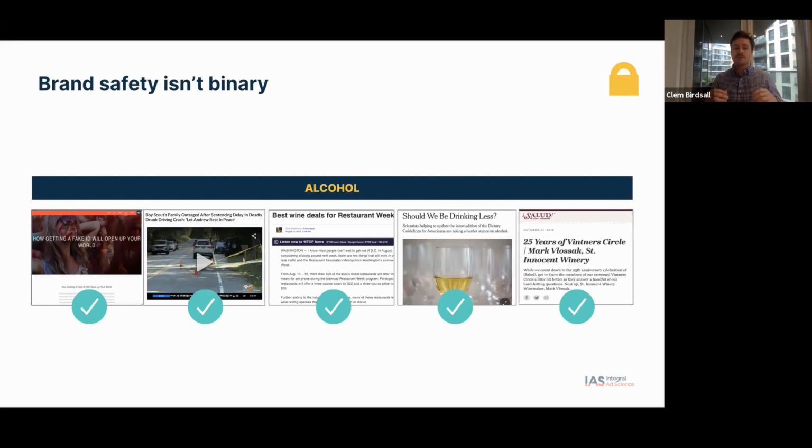And if we were to look at brand safety in that same binary way, either pass or fail, all of these articles mention alcohol, but they're not all safe. So this would be looking at them in a binary way, saying, okay, alcohol is mentioned, they're all unsafe. But we know that there's a big difference between getting a fake ID and understanding the health benefits of drinking less alcohol.